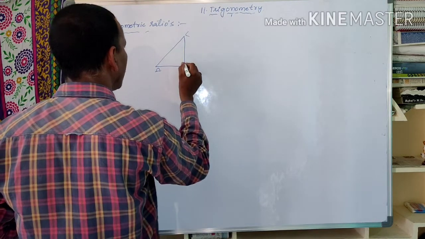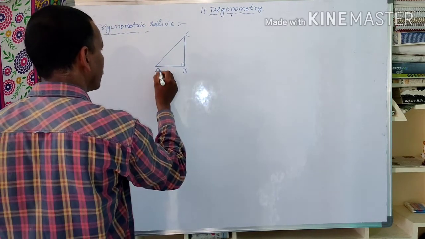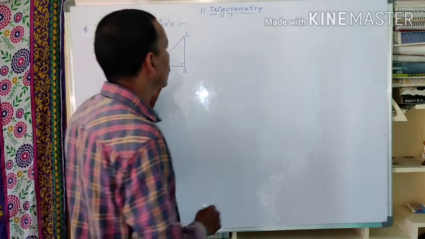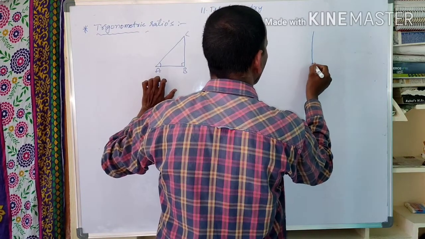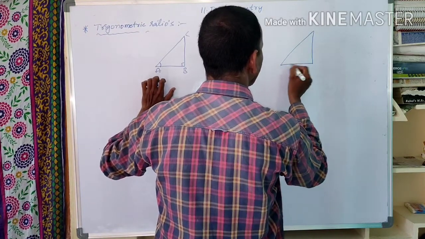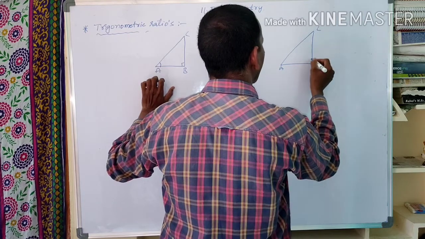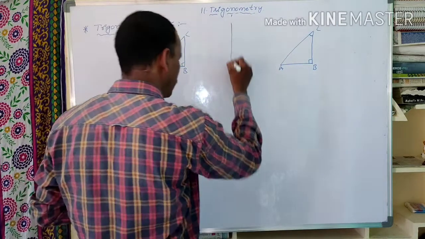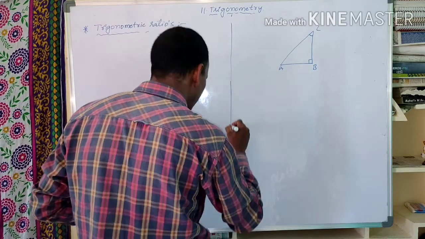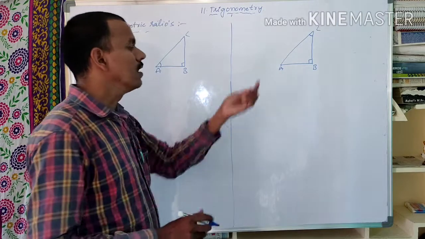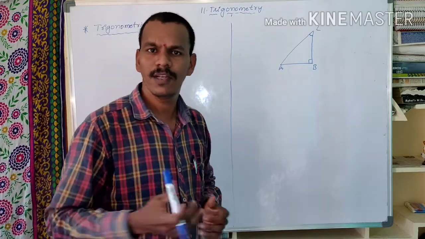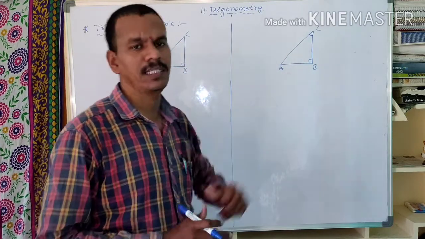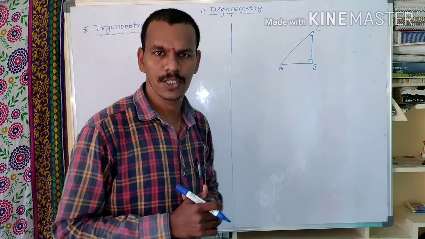ABC is a right angle triangle, right angled at B. We have to take the acute angle at A, and also the acute angle at C. If the acute angle changes, the opposite and adjacent sides also change. That's why we have to compare the trigonometric ratios: when the angle changes, how to take the ratios.